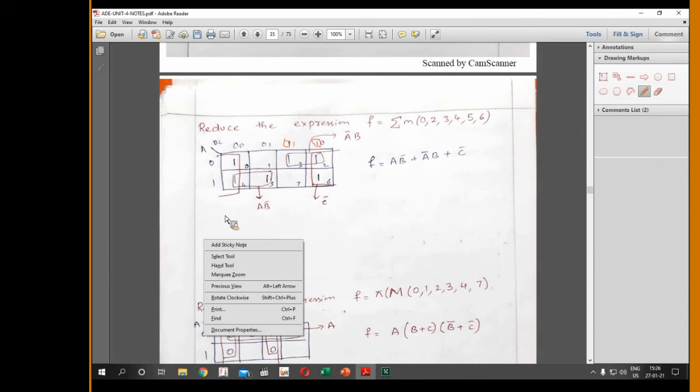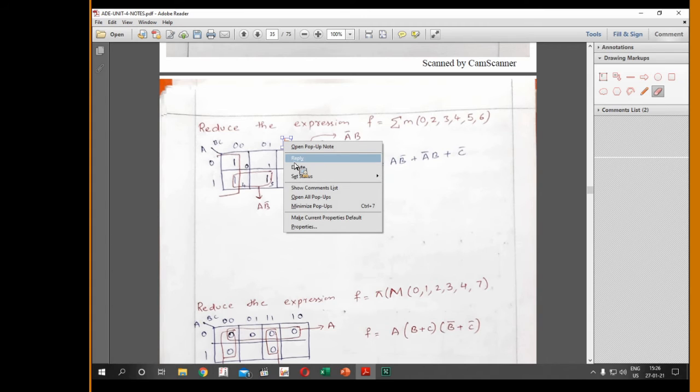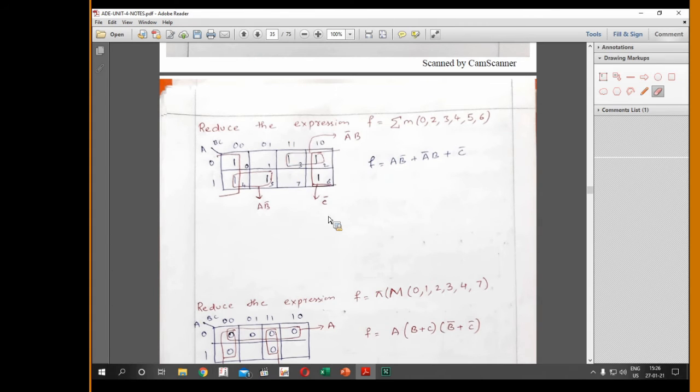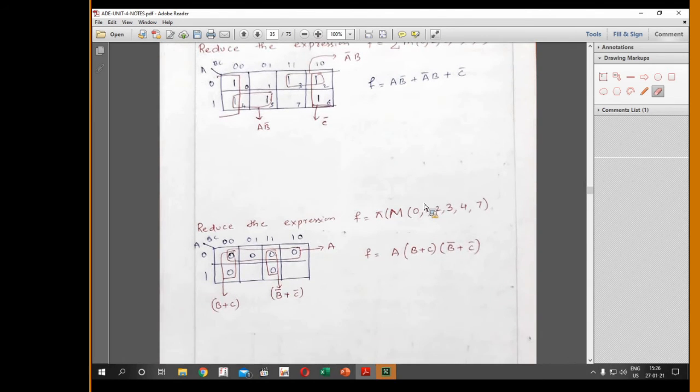Okay, is it clear, everybody? Is it clear now? If it is clear, then I'll move to your next example of minimization using max terms. Is it clear?